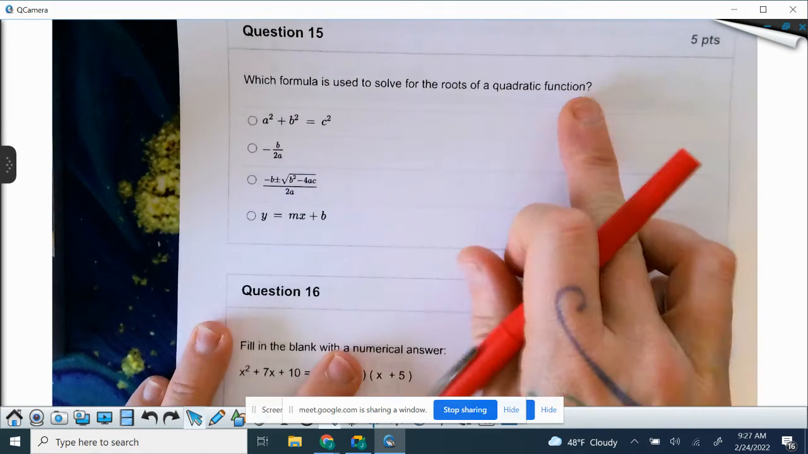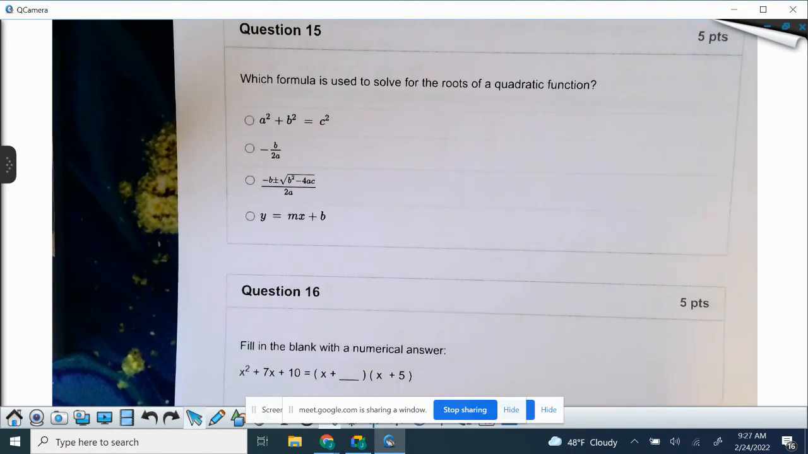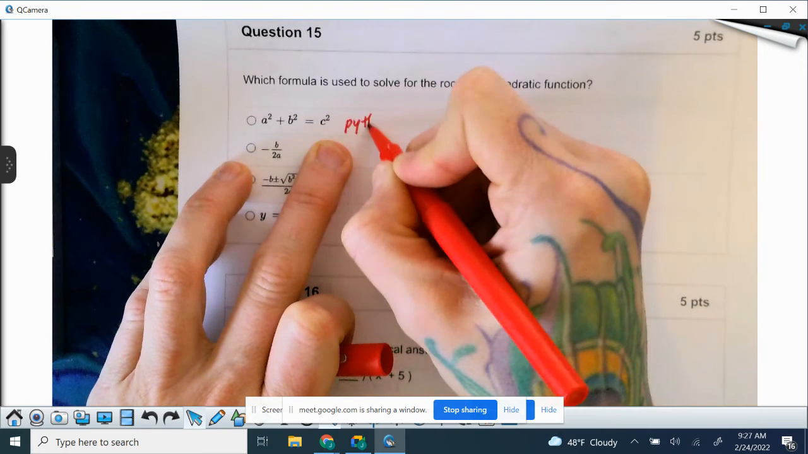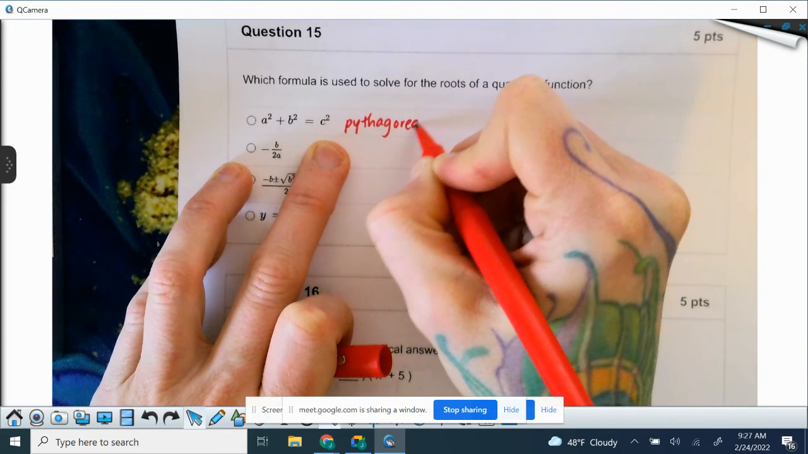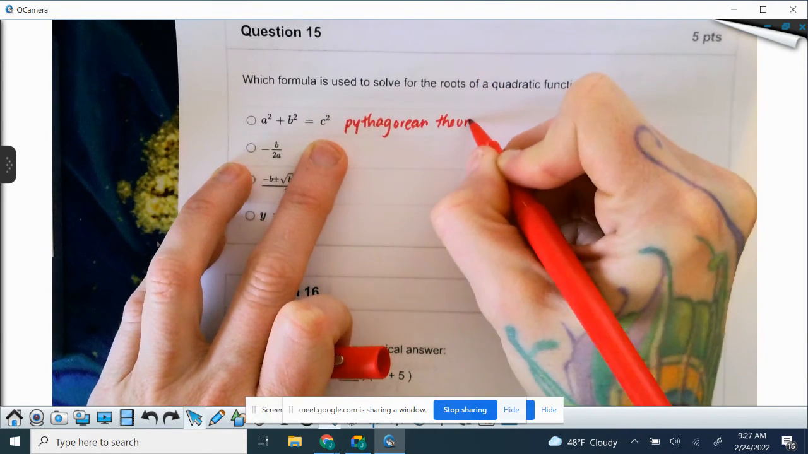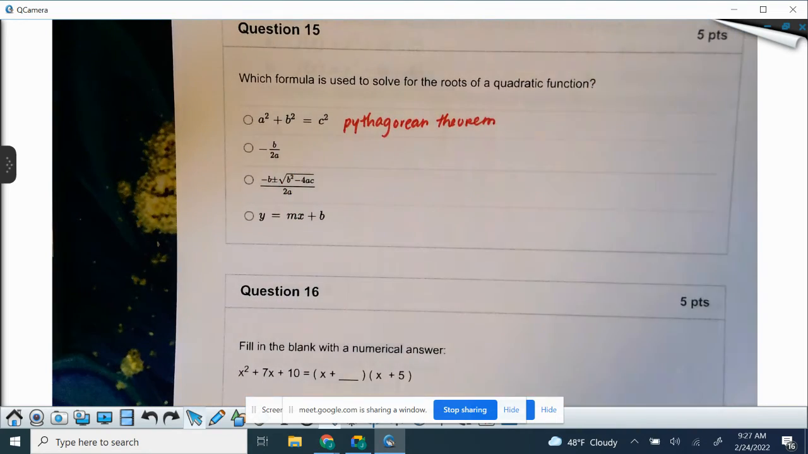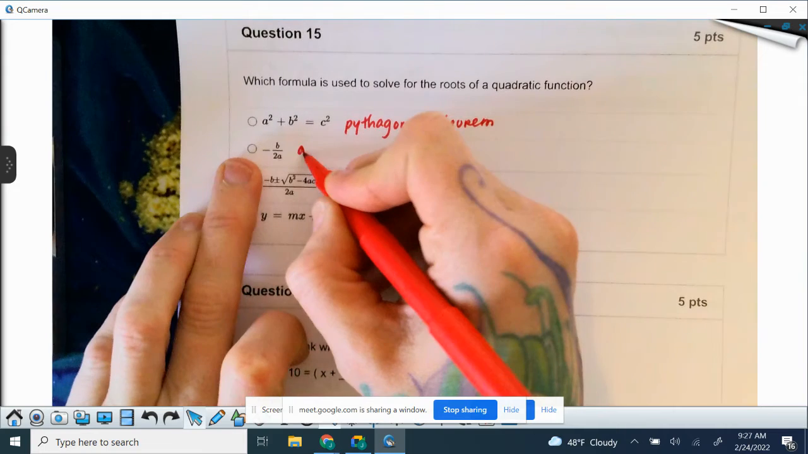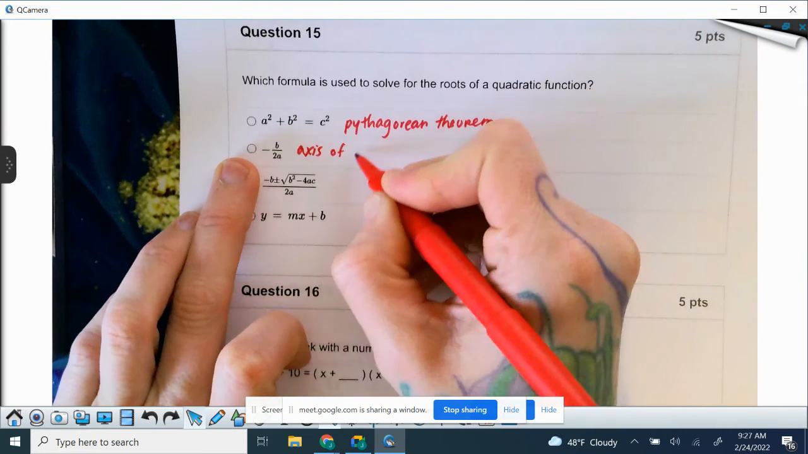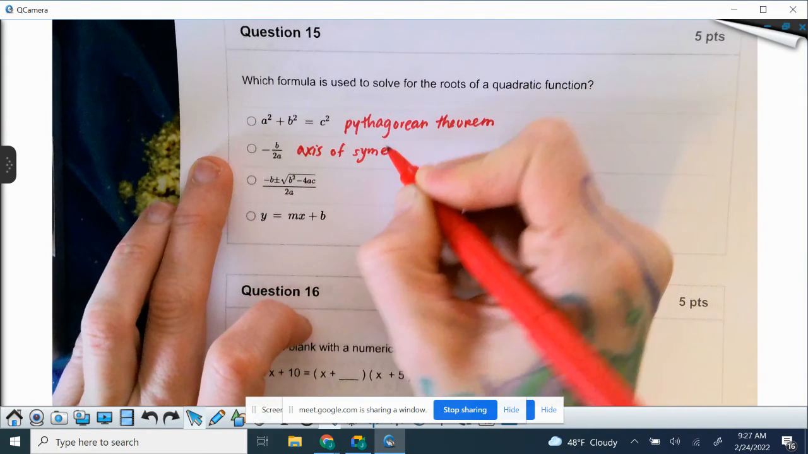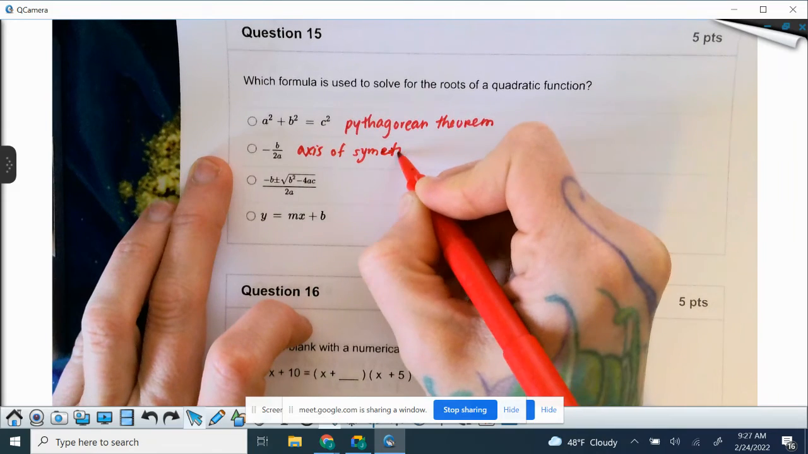Roots of quadratic function. This is Pythagorean theorem, which means there has to be a triangle, not what we're doing. Negative b over 2a is solving for the axis of symmetry. Oh, I'm not spelling it right, sorry. Axis of symmetry, 2 m's.